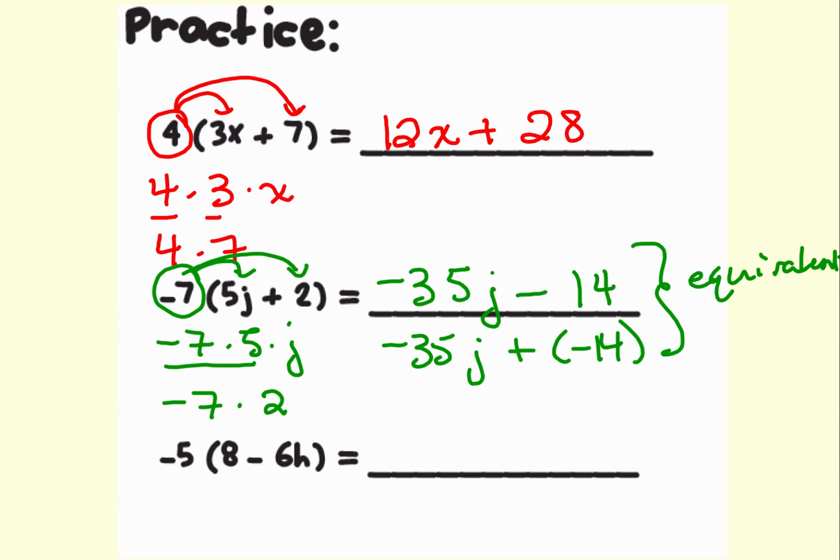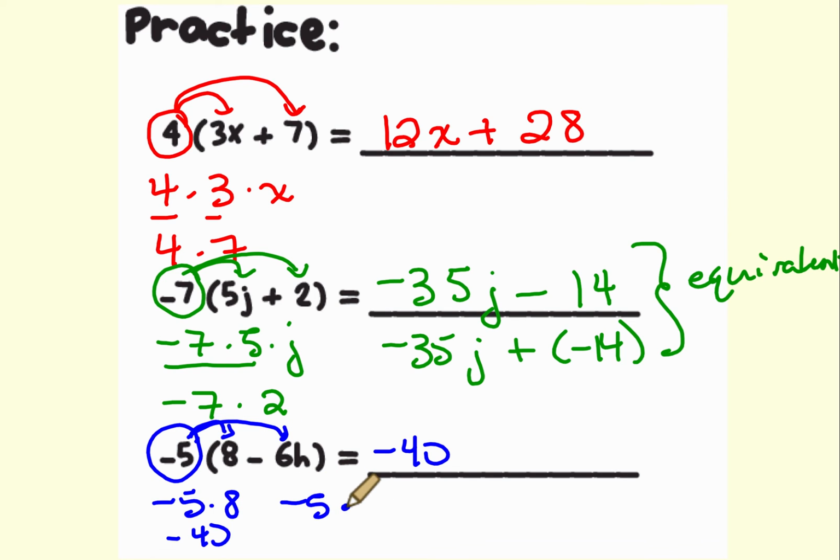So now I'm ready to multiply negative 5 times 8. What's negative 5 times 8? That's negative 40. And then I'm going to do negative 5 times negative 6h. Well, negative times a negative makes a positive, and 5 times 6 makes 30, and times h is just h. So that's using the distributive property.